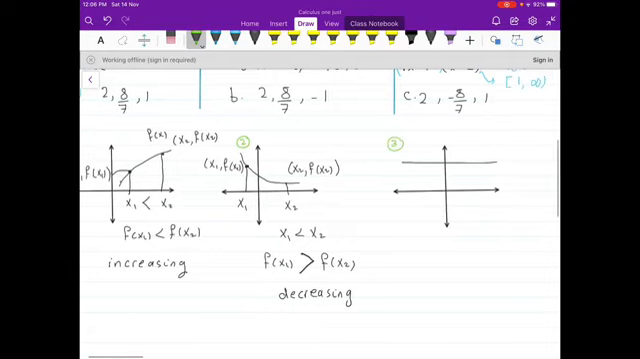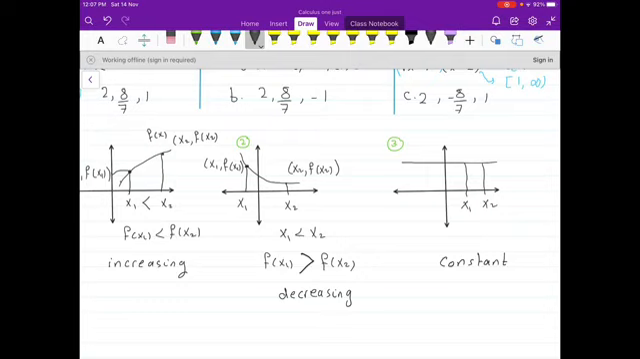Now, look at the graph in 3. This is x1, this is x2. When x1 and x2 increase, notice that it stays constant. They have the same image. So this function is a constant function, not increasing and not decreasing.